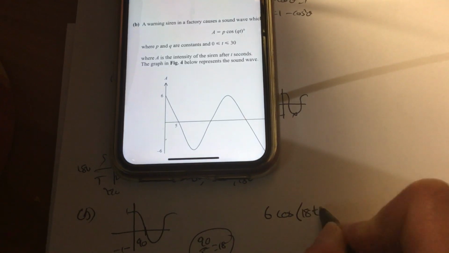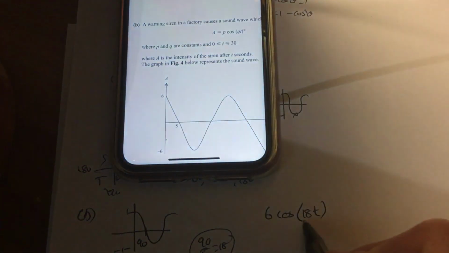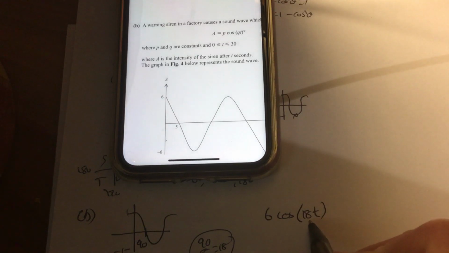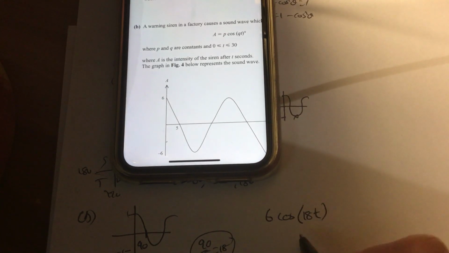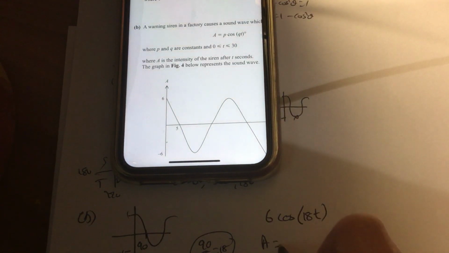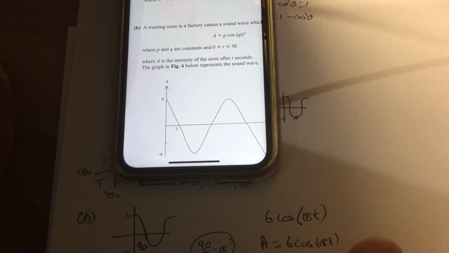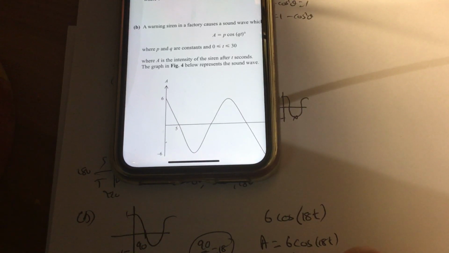And if I put in here 18t, because remember inside the brackets you do the opposite, that will get me my 5. So putting all that together in the wee format they have, A equals 6 cos 18t. So P is 6 and Q is 18. I also have to do question 7.